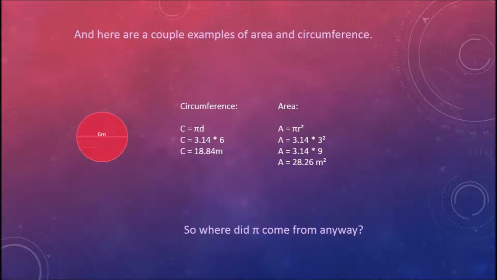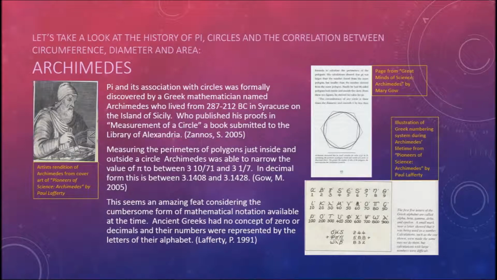So, where did pi come from anyway? Well, let's take a look at the history of pi, circles, and the correlation between circumference, diameter, and area. Pi and its association with circles was formally discovered by a Greek mathematician named Archimedes, who lived from 287 to 212 BC in the city of Syracuse on the island of Sicily.